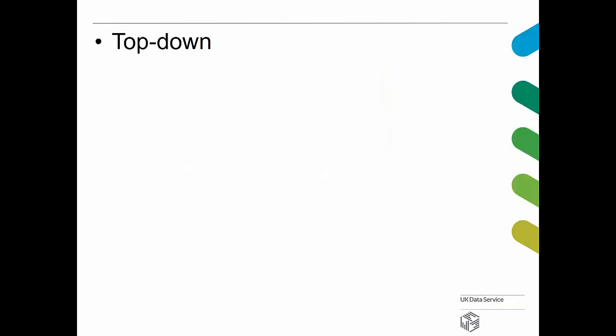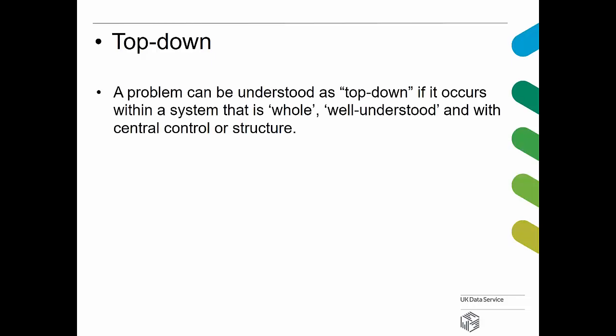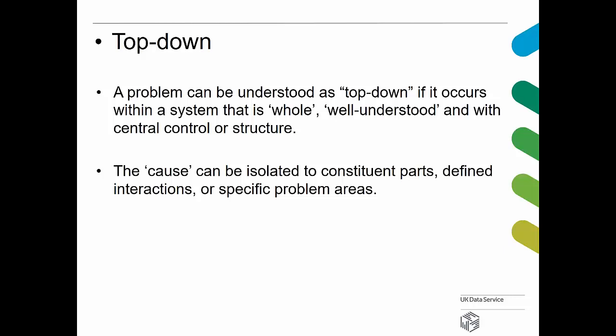So to start, top-down. Top-down problems are problems that can be effectively solved by top-down problem solving, and that is incredibly tautological, so I will be a bit more specific. Top-down problems can be understood as top-down if they occur within a system that is, or can be understood as, whole, that is well understood, that has centralized control or structure. So typically, top-down problem solving is about reducing a system to its component parts.